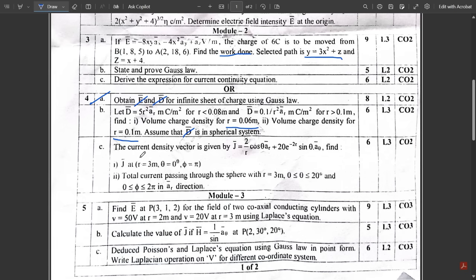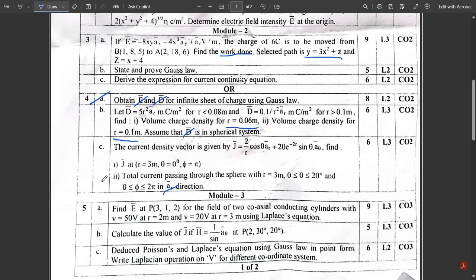Okay, here is also one direct question. The current density is given as 2 by r cos theta ar, in the spherical coordinate system, where they have given the values of r, theta, and phi. The total current passing through the sphere with r equal to 3 meter is asked, for theta they have given the range, and for phi they have given the range, in the ar direction. Okay, they have mentioned only the ar direction.